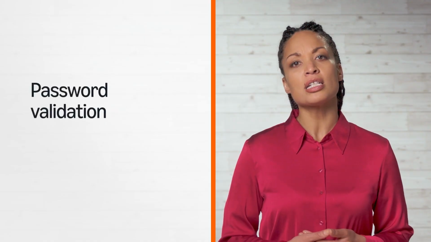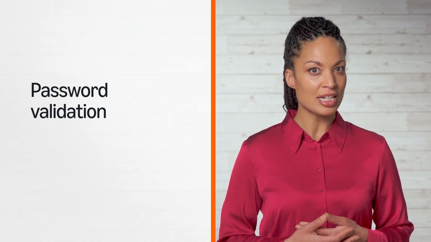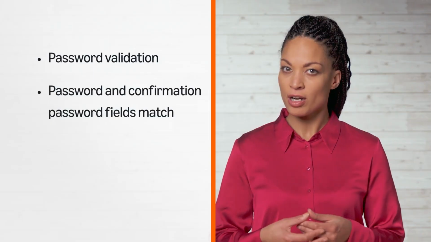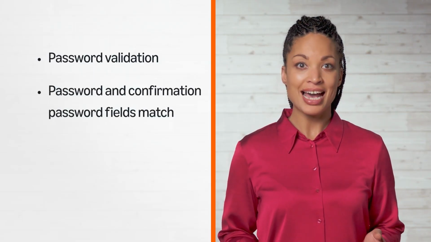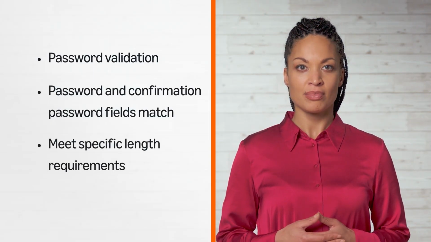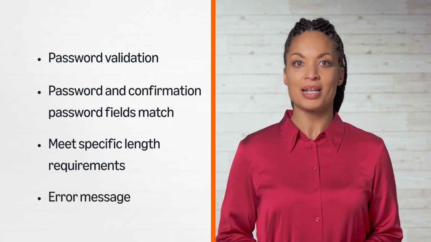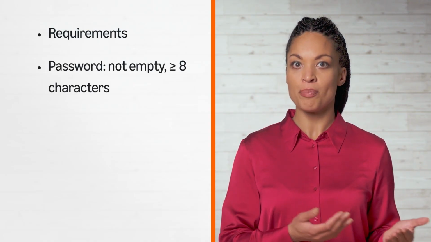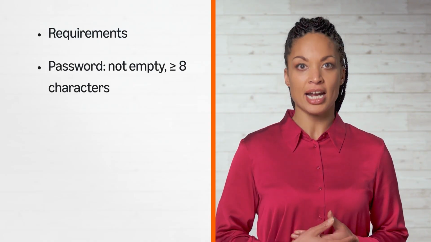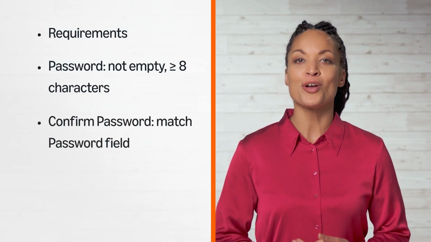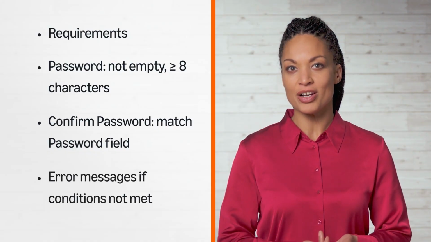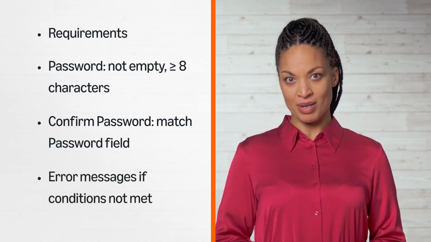Now let's explore a real-time example that demonstrates validating a user's password and confirming it in a registration form. This example checks whether the password and confirmation password fields match and meet specific length requirements. If they don't, an error message is displayed. The requirements are as follows. First, the password field should not be empty and must have at least 8 characters. Next, the confirm password field must match the password field. And finally, error messages are displayed if any of the above conditions are not met.